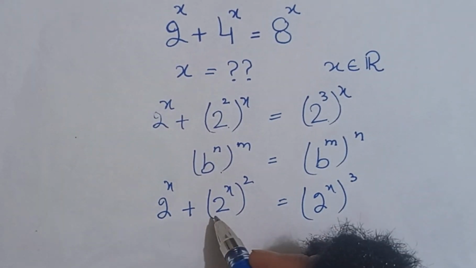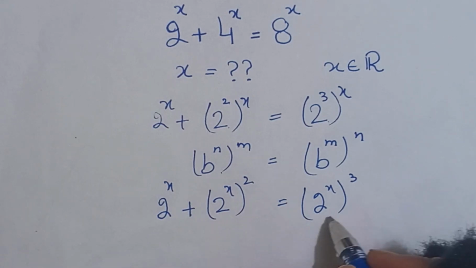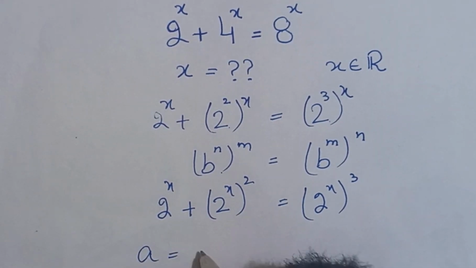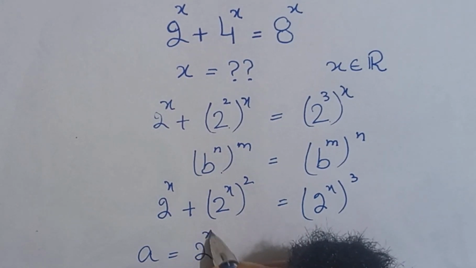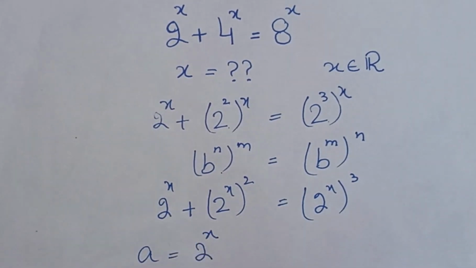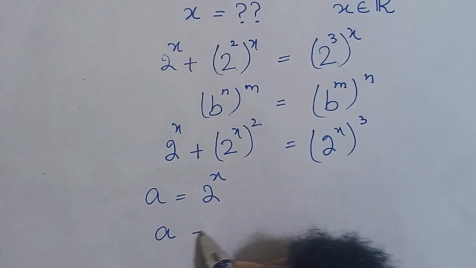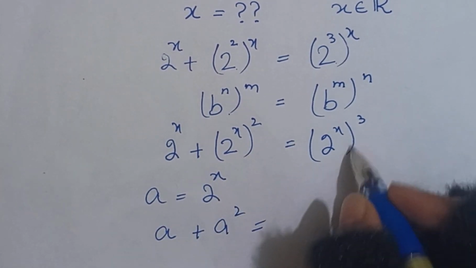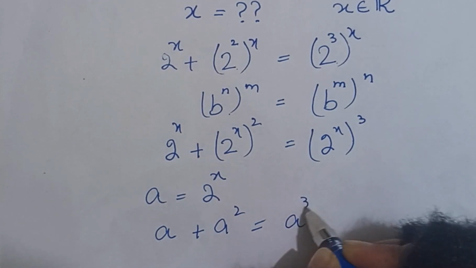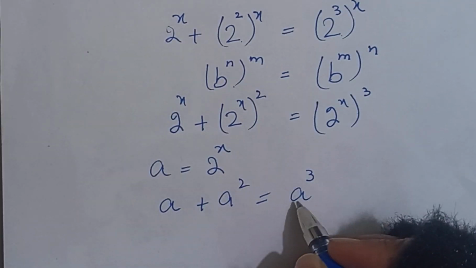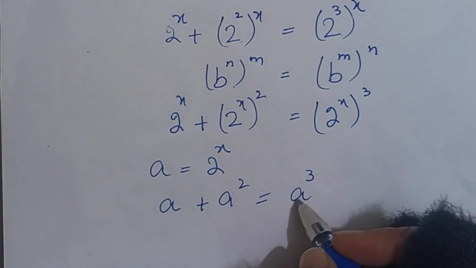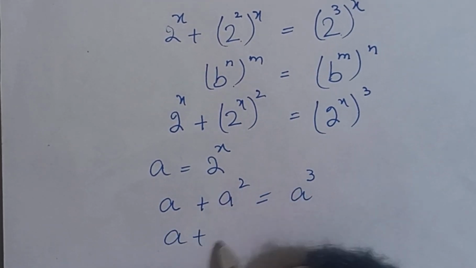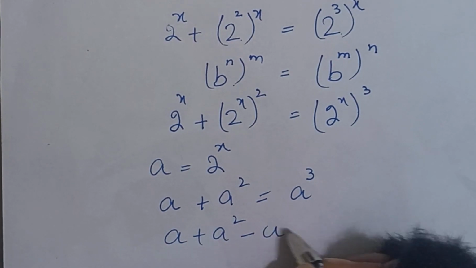And notice that 2 raised to the power x is involved in all the terms. So we let a is equal to 2 raised to the power x. So this will become a plus a square. The right hand side will become a cube. And in the next step, if we subtract a raised to the power 3 on both sides of this equation, then we get a plus a square minus a cube.